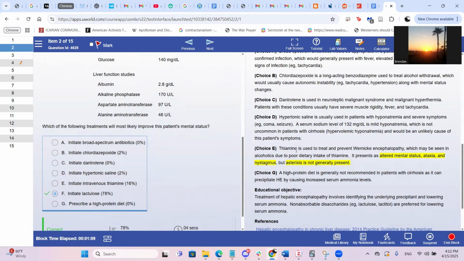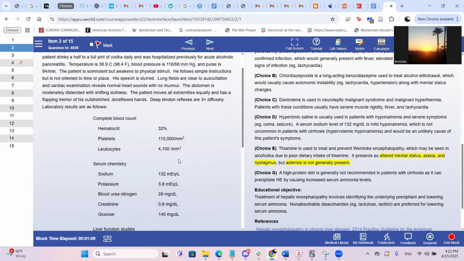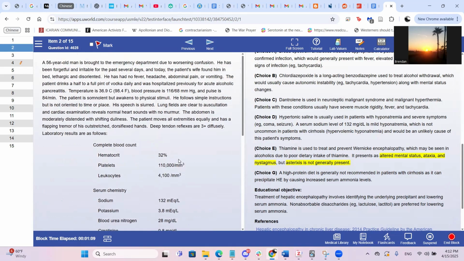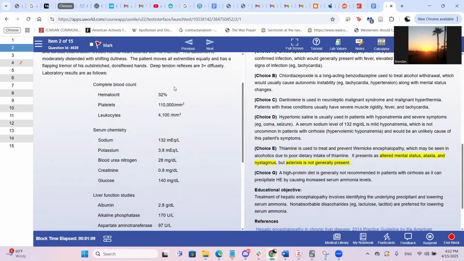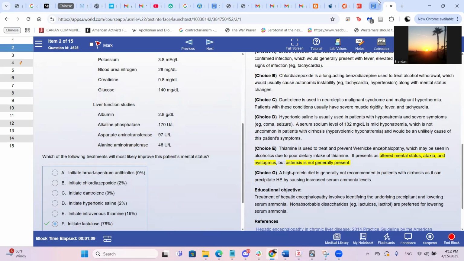So anyone who chose E was likely thinking down the route of a Wernicke encephalopathy, which can be seen in alcoholic patients. But in addition to the confusion, you would also have ataxia. I don't think this patient had ataxia, but regardless, he definitely did not have nystagmus, which is pretty big for Wernicke encephalopathy, and also the asterixis is generally not present in Wernicke, but is present in hepatic encephalopathy.